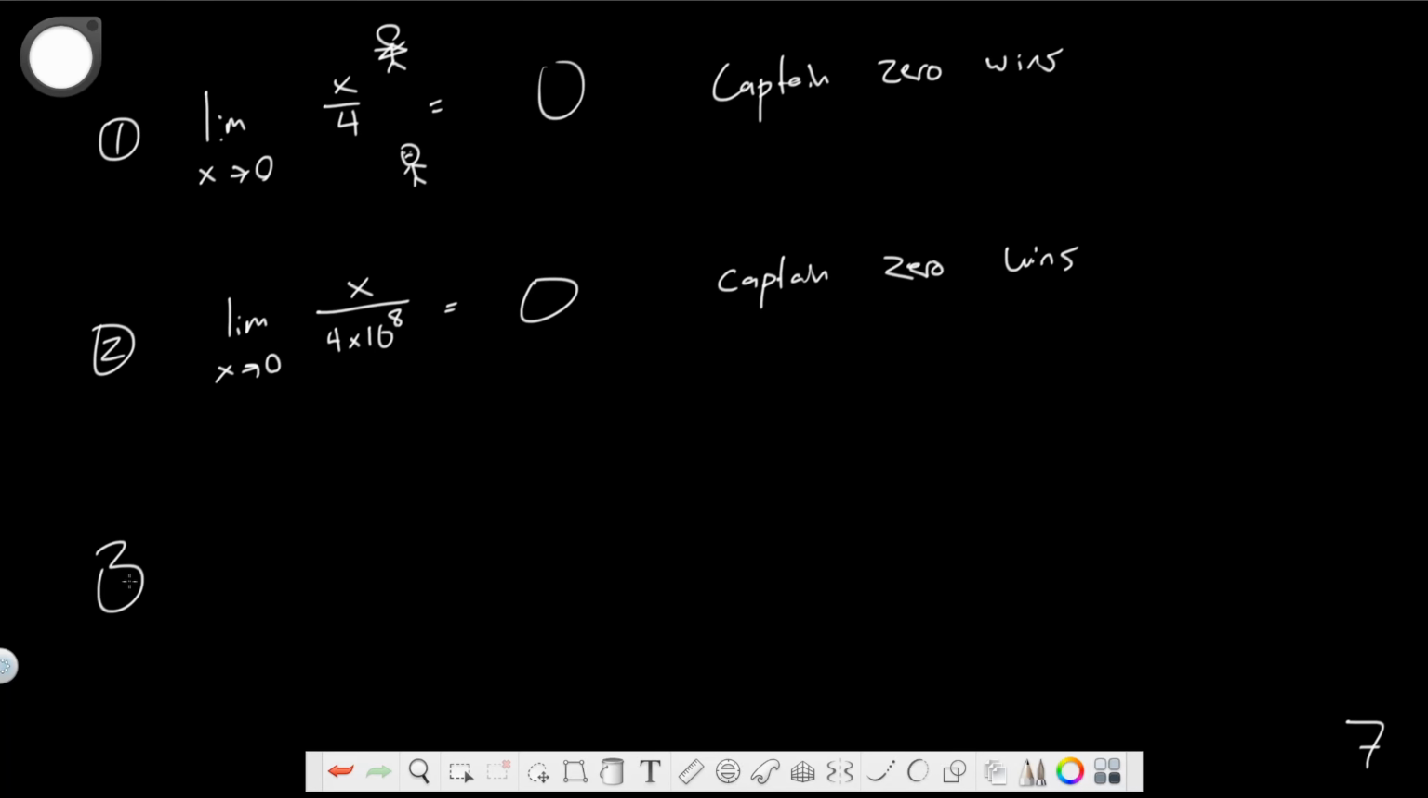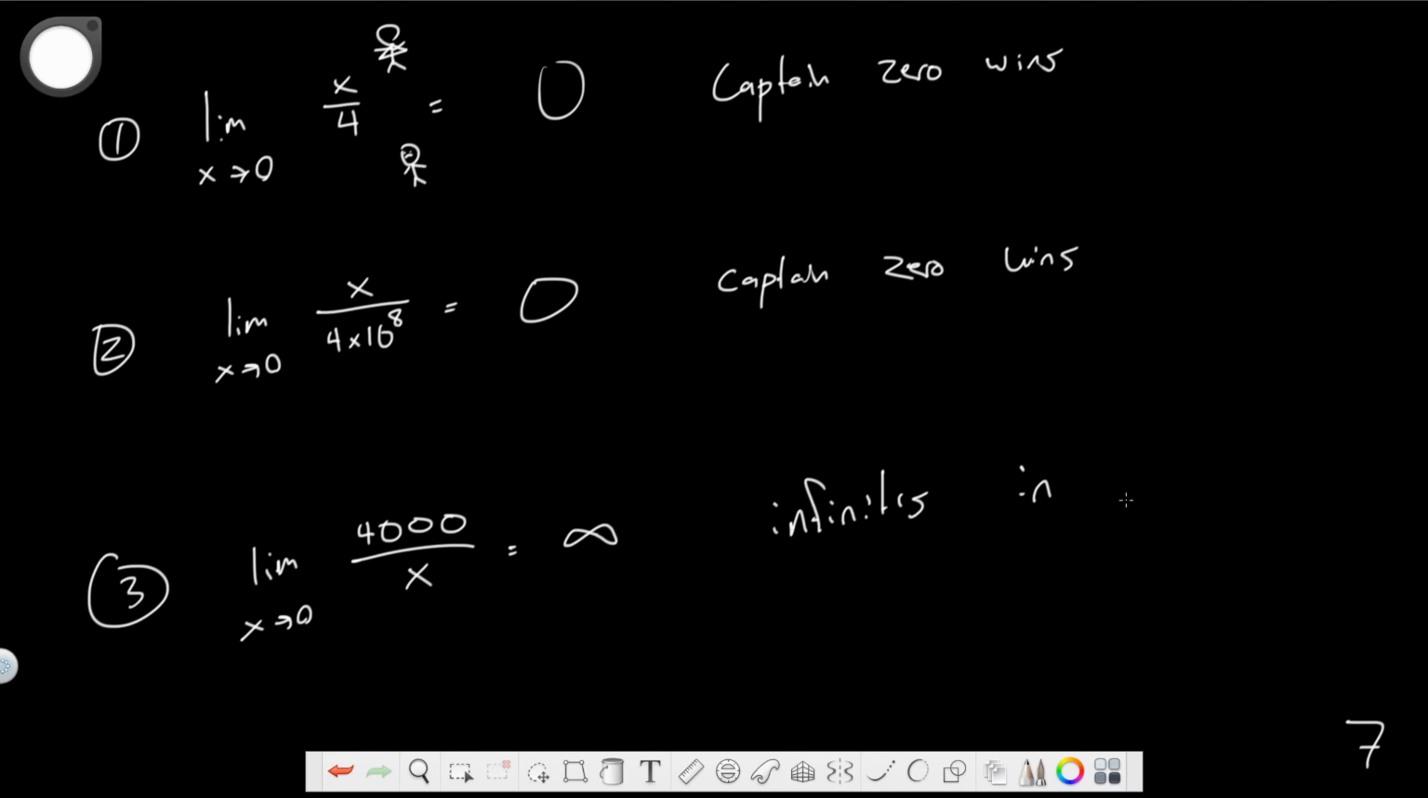Example number 3. The limit as x goes to 0 of 4,000, a big number, a strong mortal, over x. All right, we have 4,000 over 0. Captain 0. Wait. As x goes to 0, this goes to infinity. Oh my gosh, we have just found an example of infinitus in disguise.